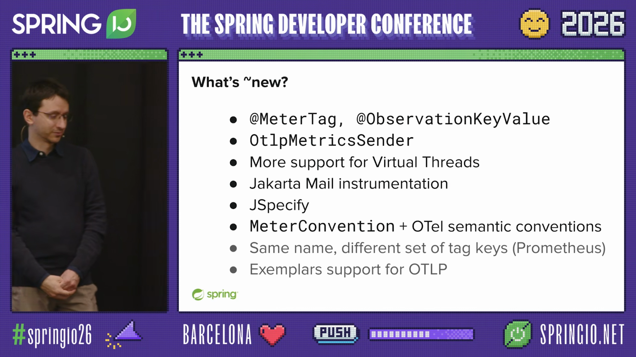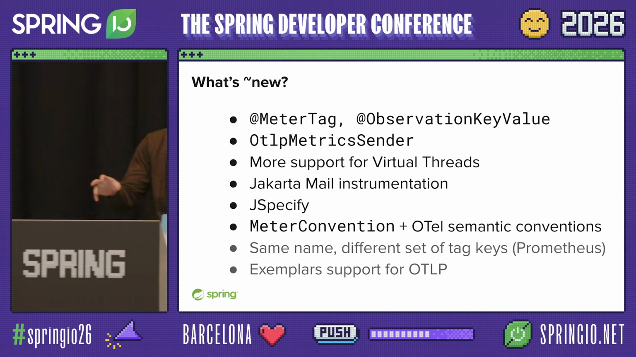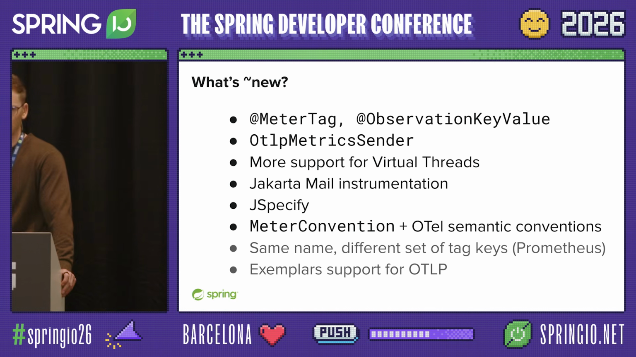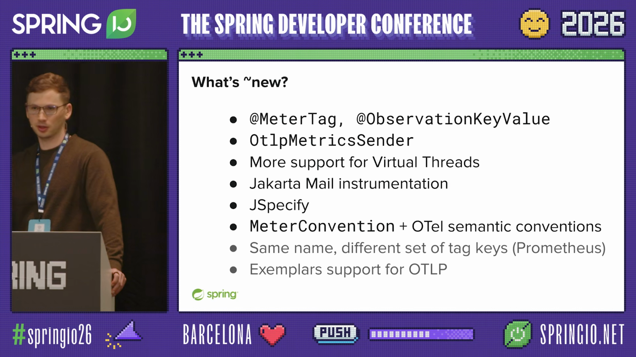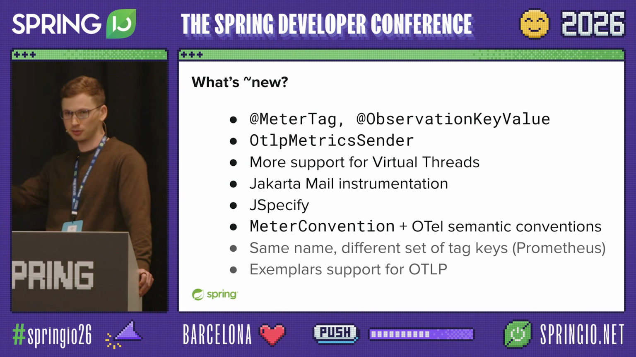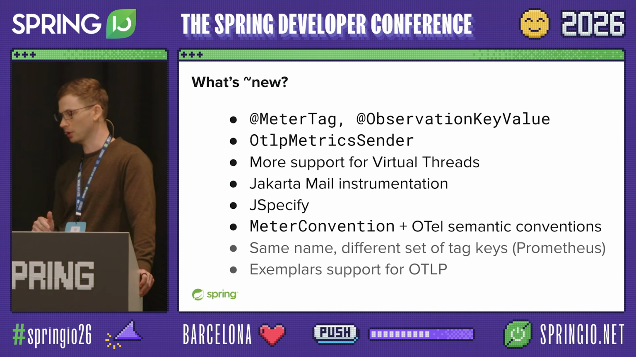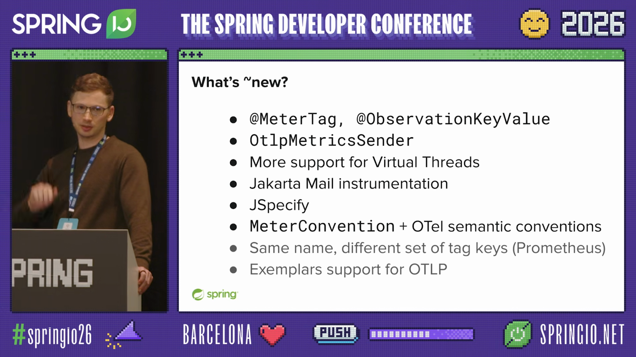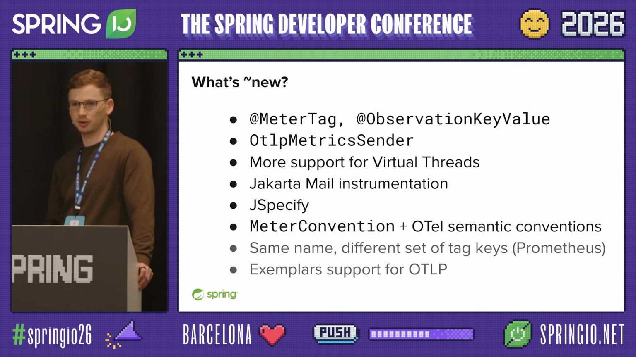And then we added a meter convention. So we previously had a thing called observation convention. The idea is that if you're writing instrumentation, and particularly if you're a library writing instrumentation, you want to allow your users the option to customize the semantic convention that's used. So you might come up with a name, say, for JVM memory metrics, it might be JVM.memory.max to get the maximum memory that's configured on the JVM.